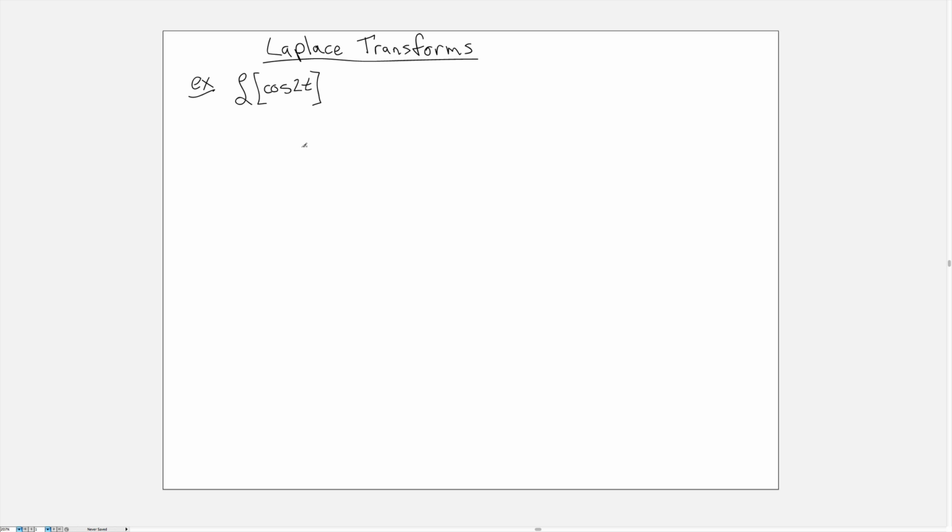So here's another example. This one is a sort of a continuation from an example in a previous video. The Laplace transform of cosine of 2t. So let's just write down what that is by the definition of the Laplace transform. It's an integral from 0 to infinity of e to the minus st cosine of 2t dt.